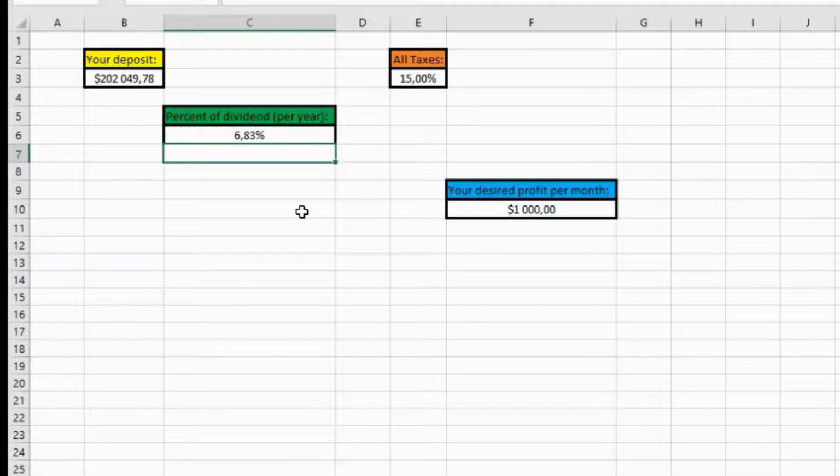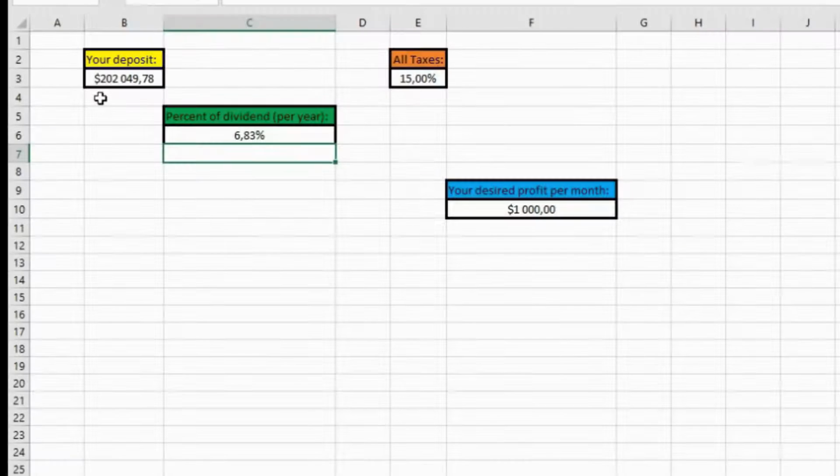So yeah, here's the result. If you need every month profit $1,000 and your dividend yield is 6.83% per year, you need $202,049. Maybe now you think that it's too much, but let's say $202,000 to be rentier forever is not so much. What do you think?